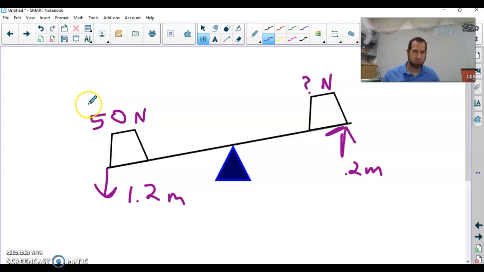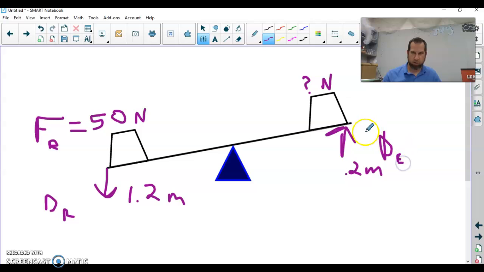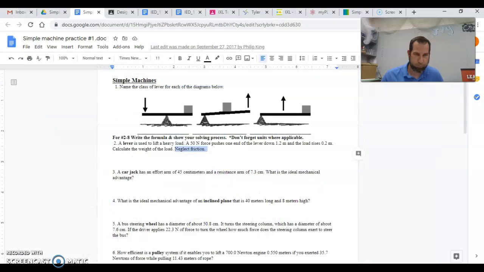So we have a resistance force of 50 newtons. This is my force of resistance, and since it's resistance, this distance down here is my distance of resistance. Over here we have our distance of effort. That is a horrible D, I apologize, but it is a D for those keeping score at home. And then here is my effort force that we don't know. That's what we're trying to find: how many newtons is the load? Calculate the weight of the load. That's what we're trying to figure out here.